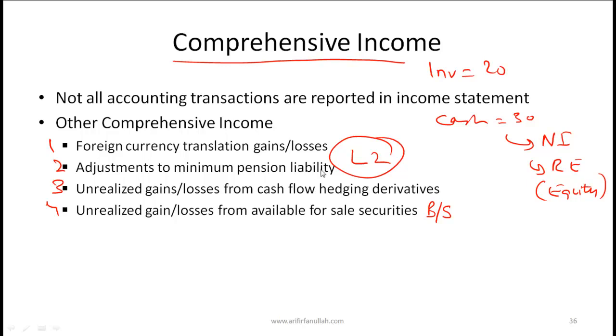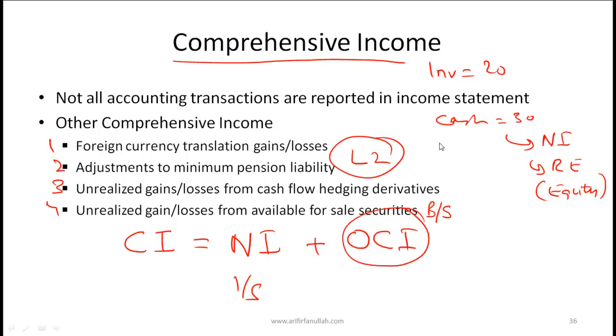So that's your comprehensive income. Now a simple formula here: the total comprehensive income for a company is equal to the net income, which you get from your income statement, plus other comprehensive income. The other comprehensive income comes from these 4 items. The net income comes from the income statement, and your total comprehensive income for a given year then is simply the net income plus other comprehensive income.